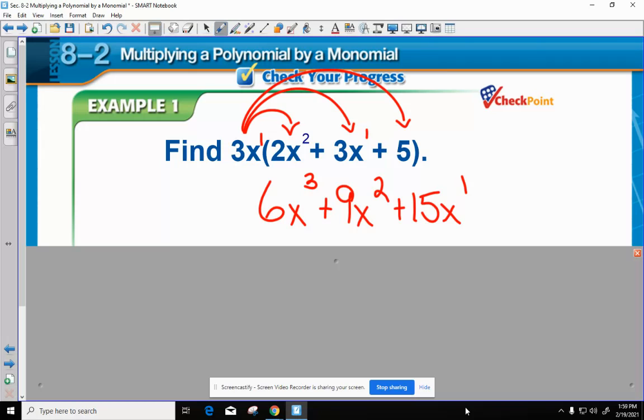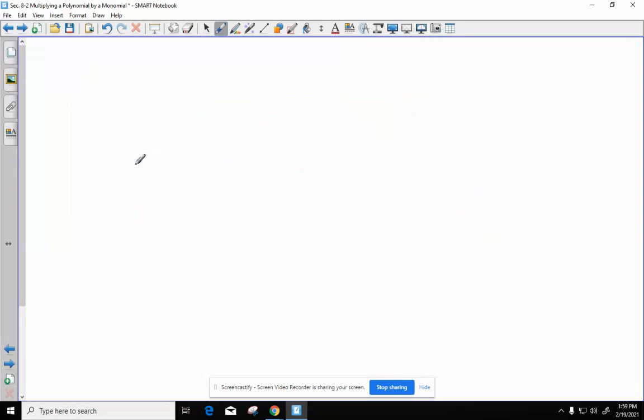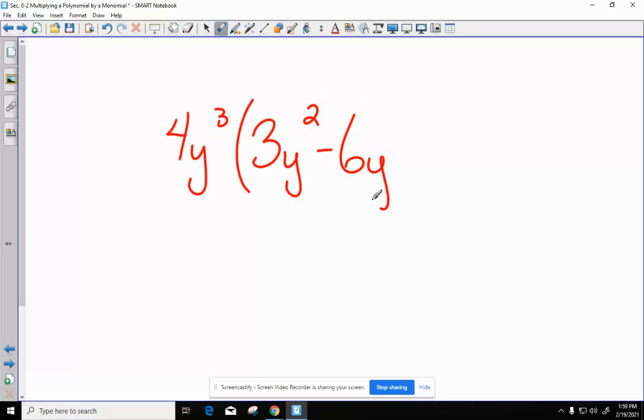Now, can I take any of these 3 things and add them together? Why not? Okay, so they don't match. No like terms, right? That's as good as I can get. All right. Try this one. Let's do what you come up with to that.